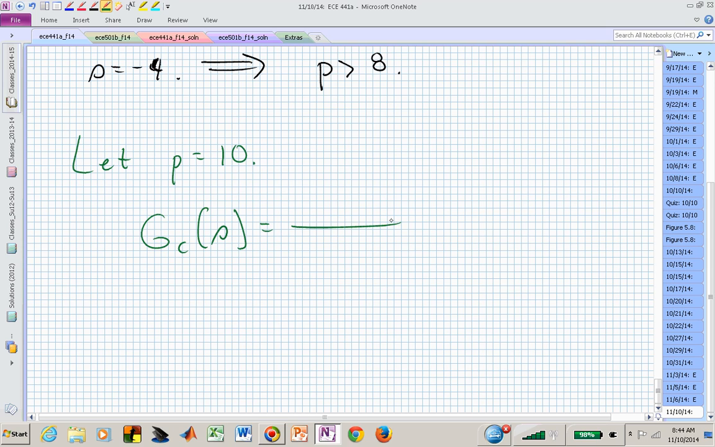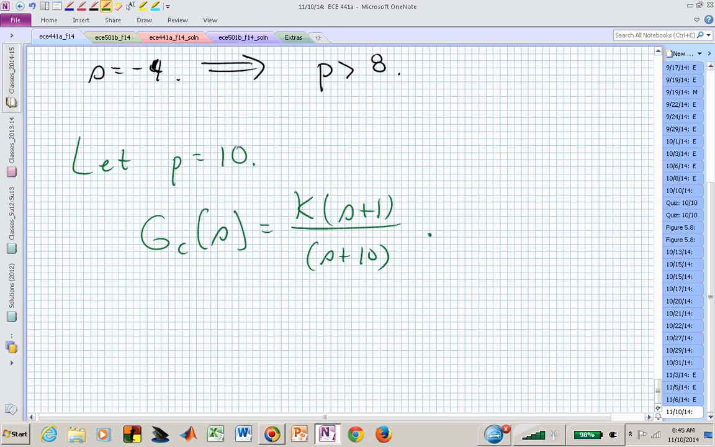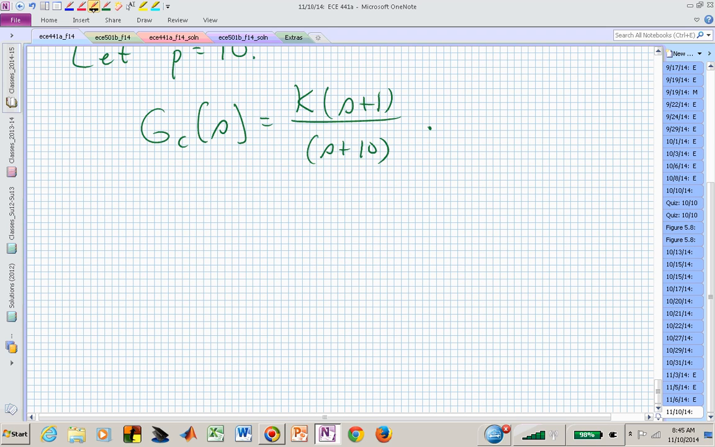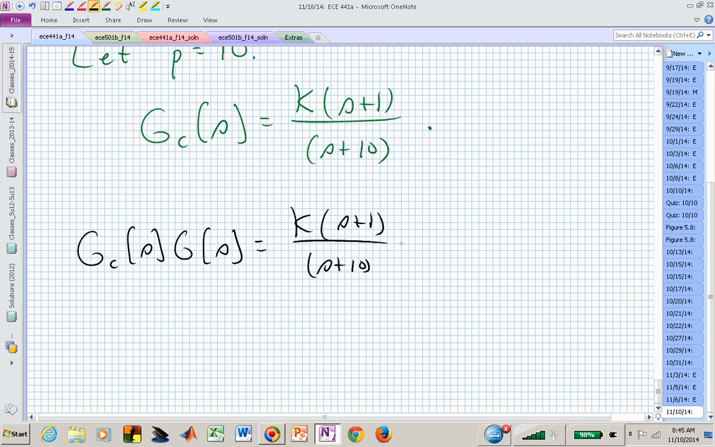I've now already put together two of the three pieces of this controller. I haven't yet picked K, but I have picked a 0 at minus 1, and I have located my pole at 10. Now I have a combination of my controller and the plant. It's now k times (s plus 1) over (s plus 10) times 1 over s(s plus 1).